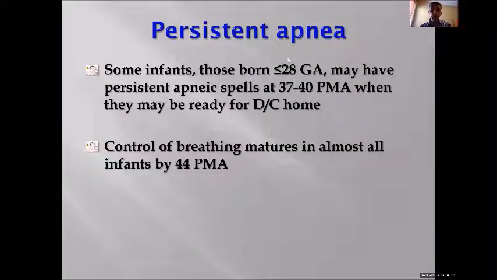Persistent apnea usually occurs in babies born less than 28 weeks gestational age, and it might continue to 37 to 40 weeks corrected gestational age. But when you still have apnea after 40 weeks, I would call this persistent apnea, and I might deal with it as pathological apnea. But some babies, even with physiological apnea of prematurity, might not be ready to go home at that age, though they do not have pathological apnea. Control of breathing is almost always gained by the age of 44 weeks corrected gestational age.